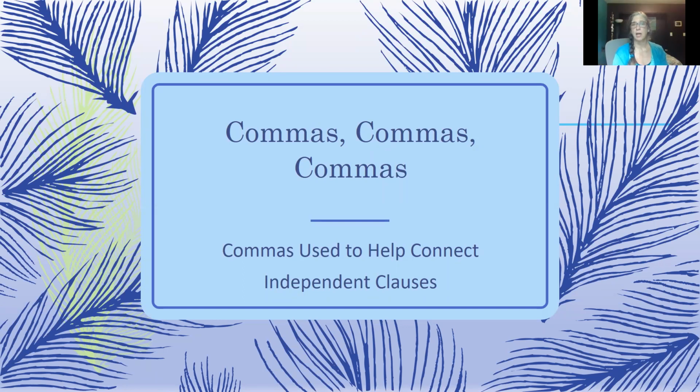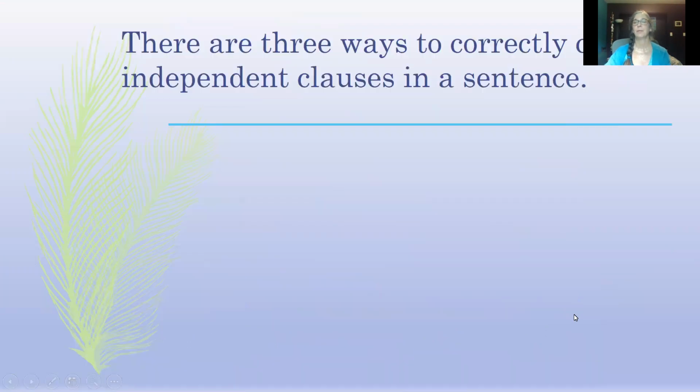introduce independent clauses. Now we're going to do a real review, Joey, on commas used to help connect independent clauses. So there is nothing here that you have not already seen. But it's always good to review, isn't it? Right back to connecting independent clauses to avoid comma splices and fused sentences.